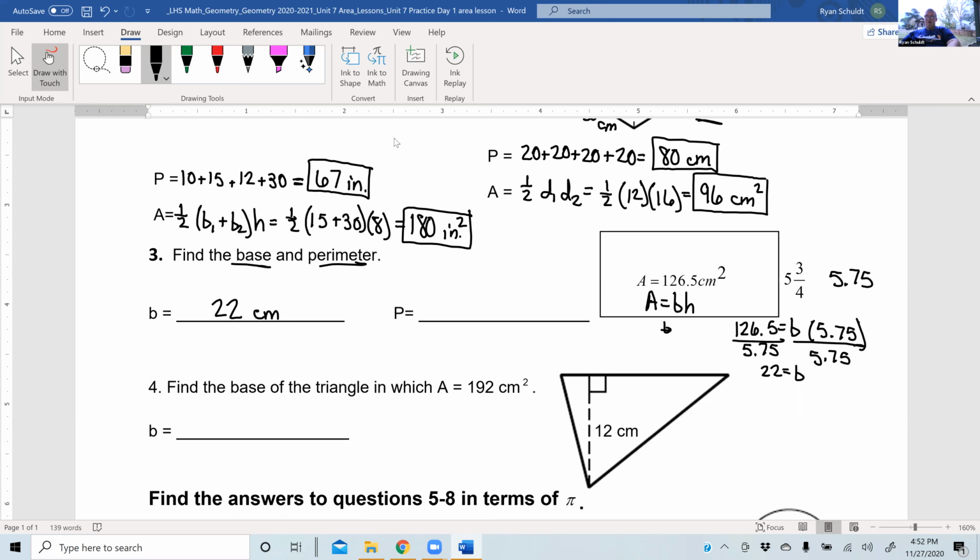Okay, so I'm going to erase this B down here then. I'm going to write 22 for B. So that's 22. Top is 22. This side over here is 5.75. So now for perimeter, I add them all up. 5.75 plus 22 plus 5.75 plus 22. If I add all of these up, I'll get 55.5, so that's my perimeter, 55.5 centimeters.